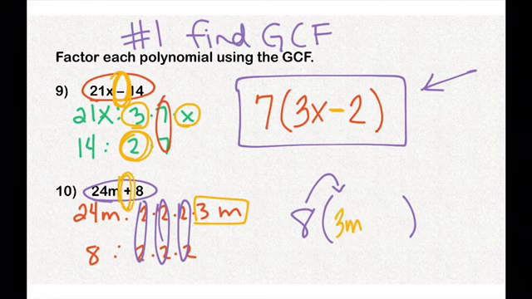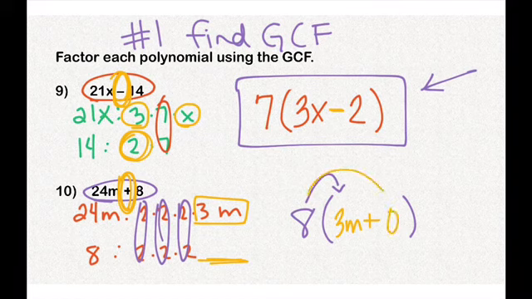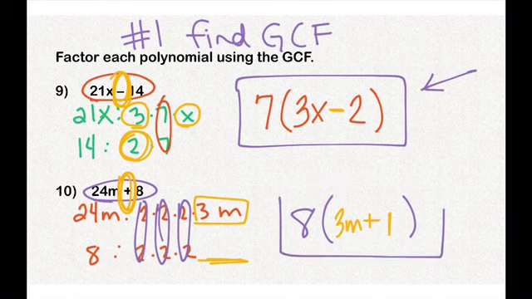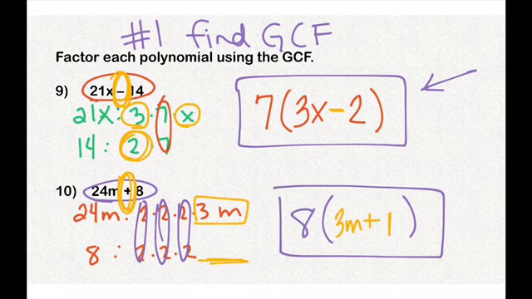The sign that was in the middle is a plus, so I'm going to put a plus right there. What was left over here? There was nothing left over, so should I put a 0? No, you shouldn't, because 8 times 0 is 0, and that's not what we wanted. What I'm looking for is 8 times what is 8? So it's going to be a 1. And you have to have the 1 there because adding 1 is not the same as adding 0. So my answer to number 10 is 8 times the quantity of 3m plus 1.